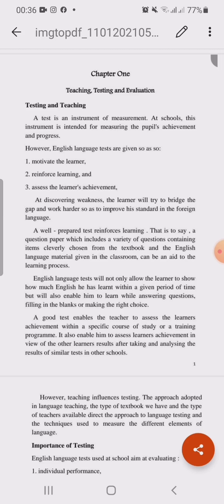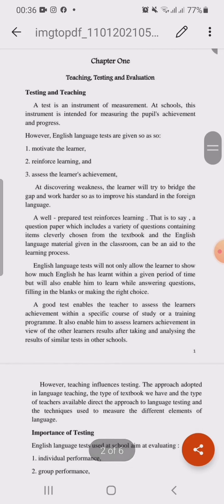Testing and Teaching. A test is an instrument of measurement. At school, this instrument is intended for measuring the pupil's achievement and progress. يعني الاختبار هو أداة للقياس. في المدارس هو أداة تستعمل لاختبار تحصيل الطلبة أو قياس تحصيل الطلبة.